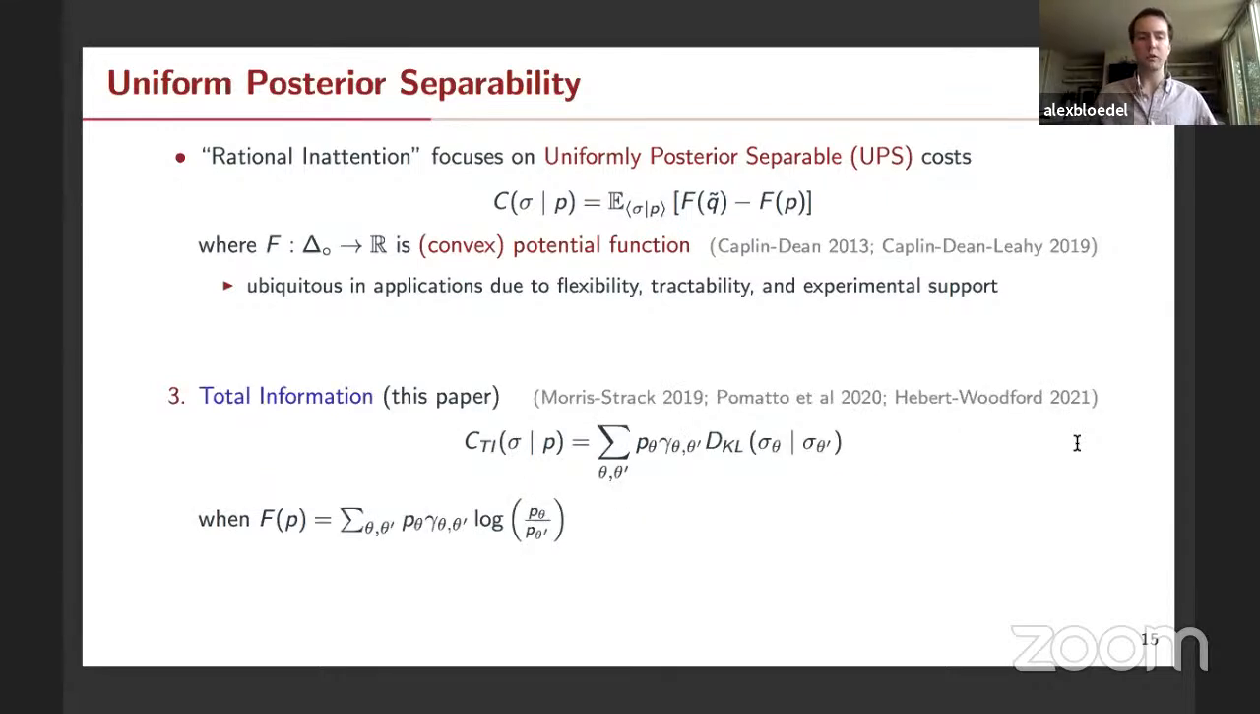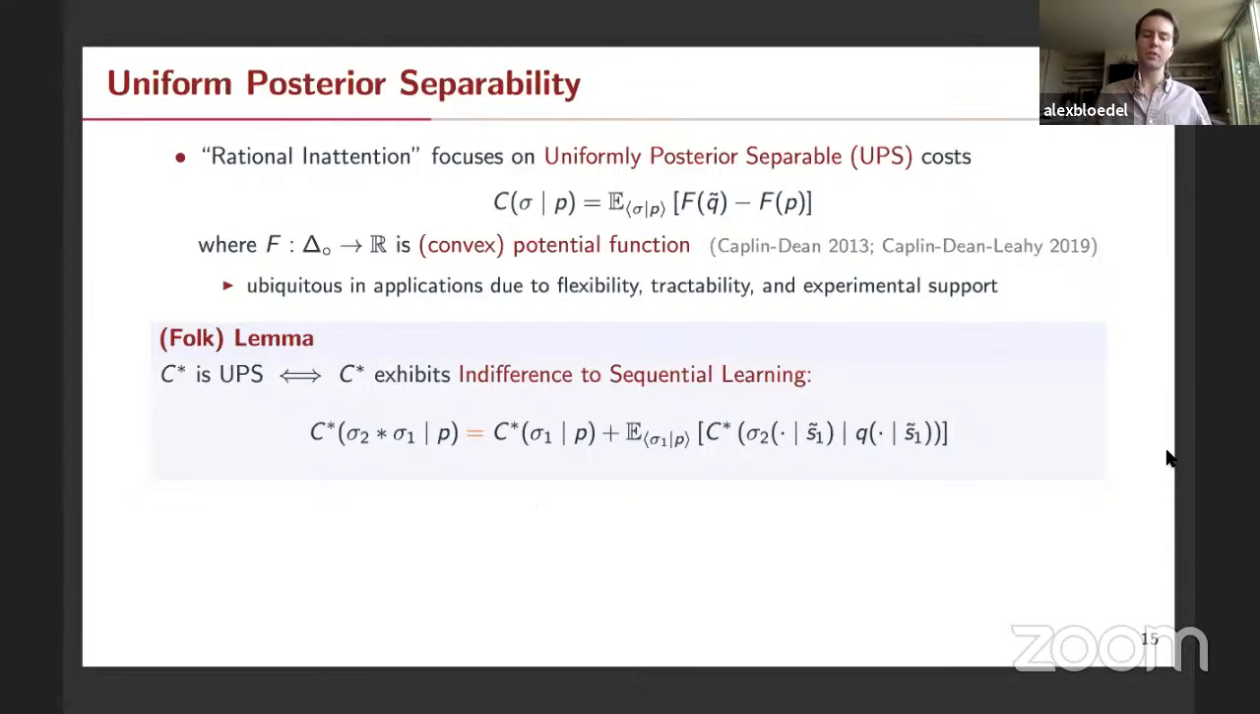Another example is what we introduce and call in this paper the total information cost function, which is a weighted average of Kullback-Leibler divergences between state contingent signal distributions, which you get when the potential function takes a particular log sum form. And I should mention in passing that this is closely related to some of Philipp's recent work.